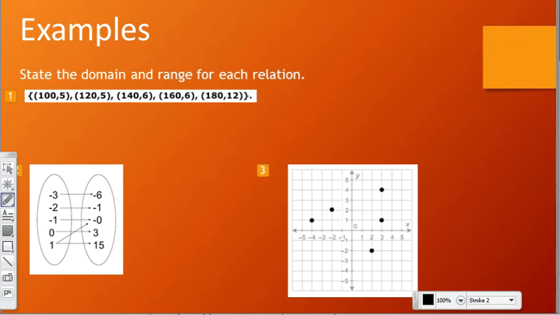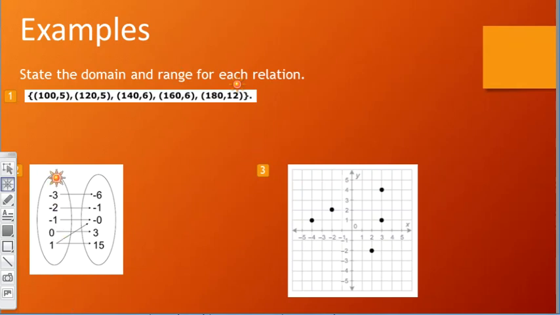So here are a few more examples. This says state the domain and range for each relation. We know our domain for this relation would be 100, 120, 140, 160, and 180. And the range would be 5, 6, and 12.